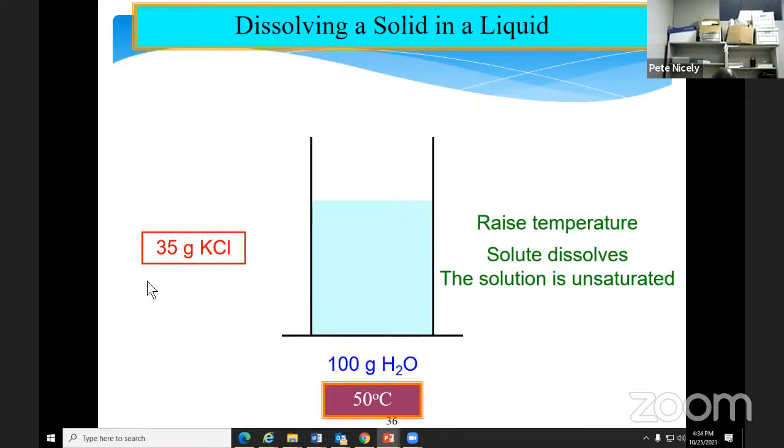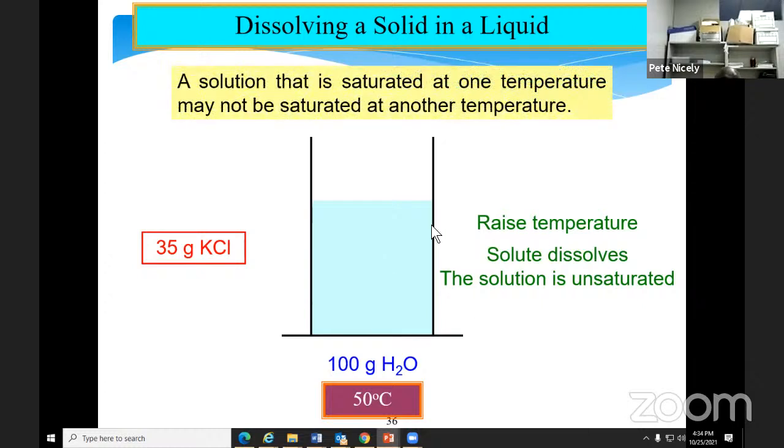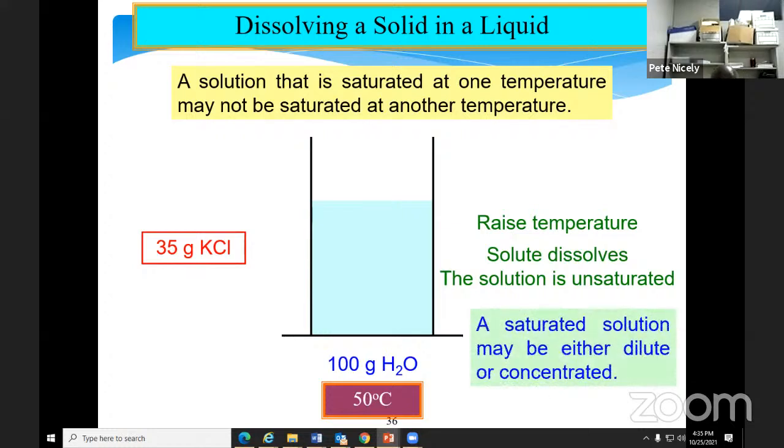In fact, to be perfectly accurate, this would not be a saturated solution. We know that it's a solution anyway, because the remaining 1 gram will dissolve. So the point here is that a solution that is saturated at one temperature may not be saturated at another temperature. More than likely, as the temperature increases, the level of saturation will increase. In other words, the amount of solute needed for the solution to be saturated will increase as well. Again, the saturated solution could be either dilute or concentrated.